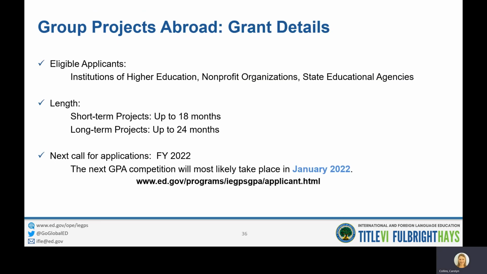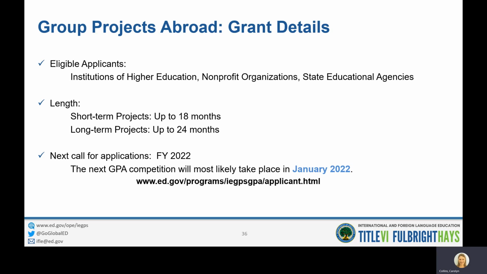So in terms of proposals, here are the grant details. Eligible applicants include institutions of higher education, nonprofit organizations, and state educational agencies. For short-term projects, the actual duration of the grant can be up to 18 months long. That said, the actual travel time of the group is usually much shorter than that for a GPA project. The grant recipient will have up to 18 months to put together and conduct their actual project, but the travel time when the group is abroad might be 4 weeks. The long-term projects can last up to 24 months.